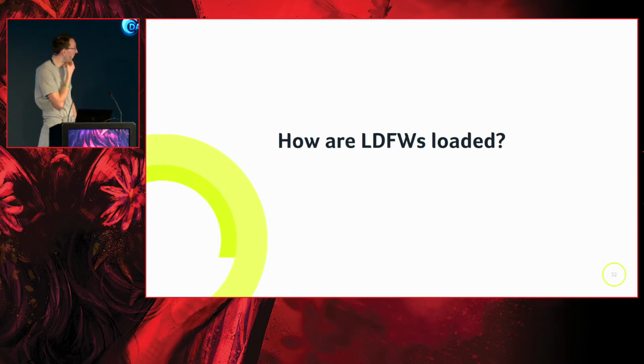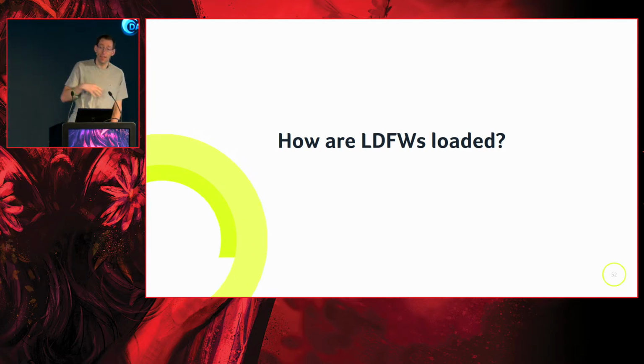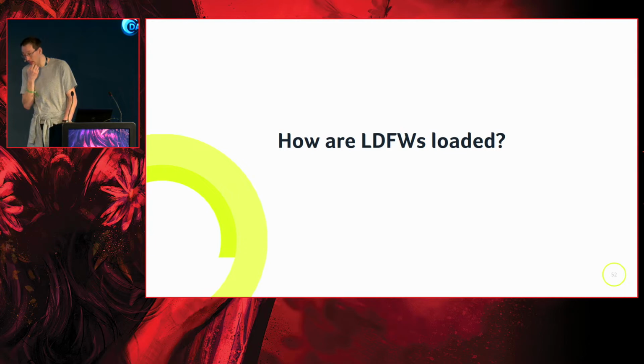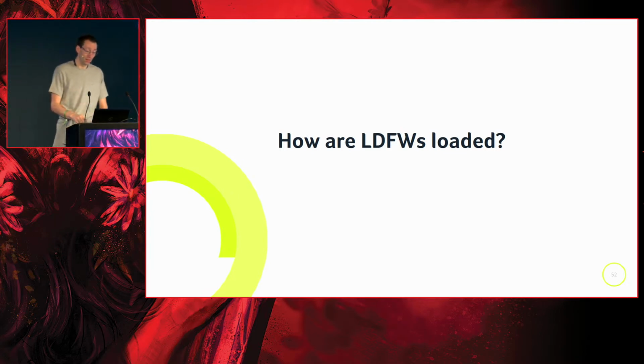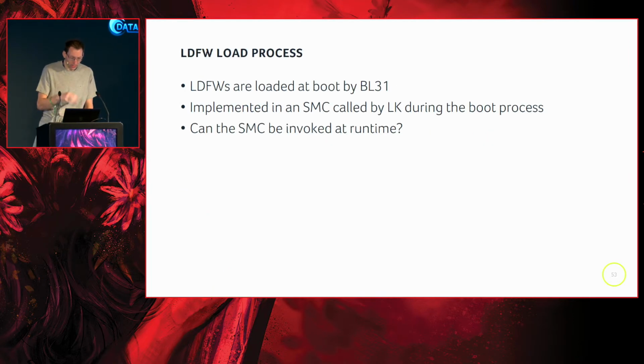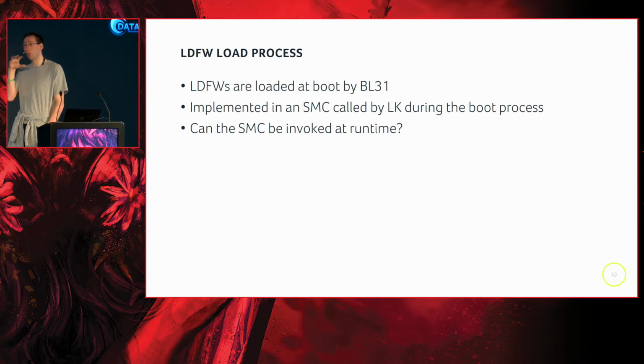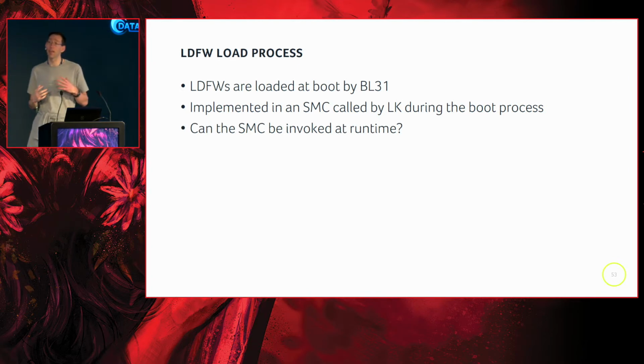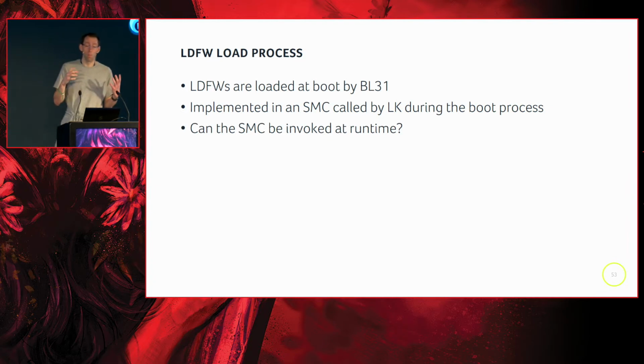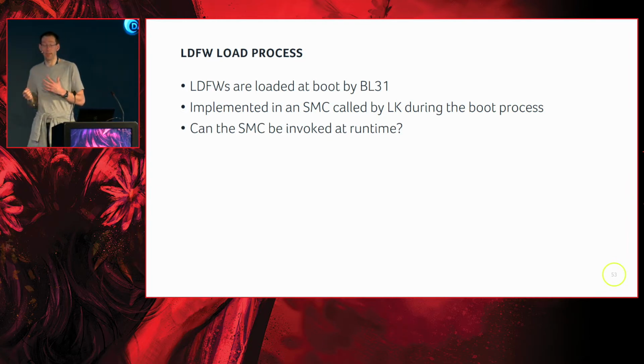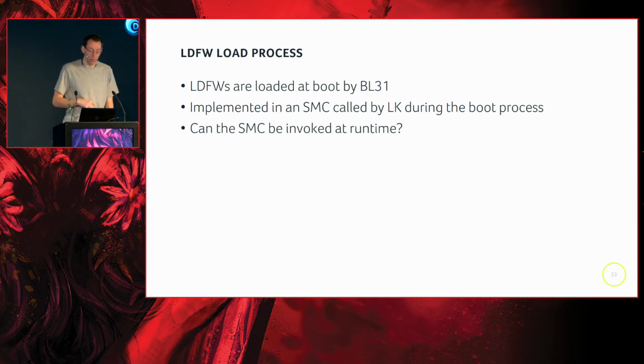So, how are these loadable firmwares actually loaded? Because, well, they are stored in a separate partition. We have seen during the boot flow that they will get loaded by BL31, actually in collaboration with little kernel. So how is this actually working? And we started working on trying to reverse engineer this mechanism and try to get an understanding how this encrypted blob of data is loaded and authenticated. Maybe something interesting is going on there.